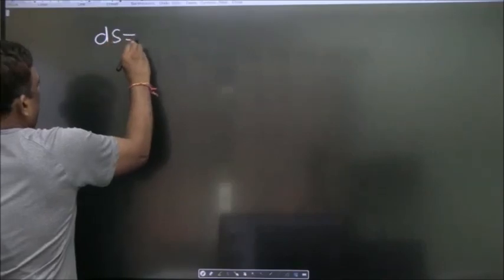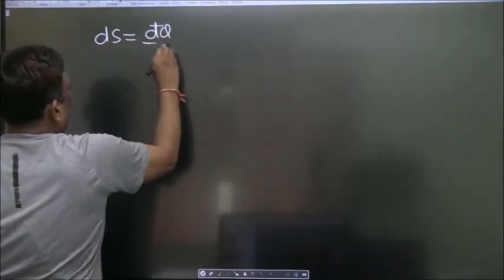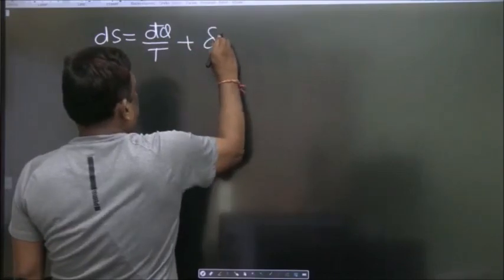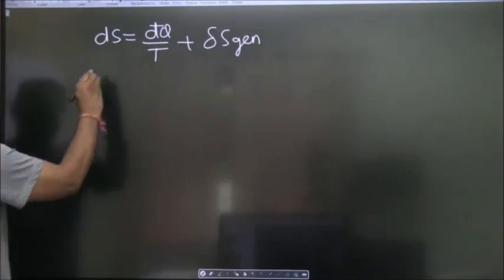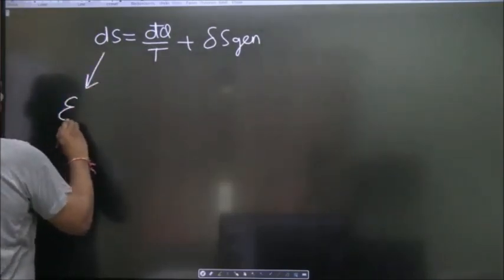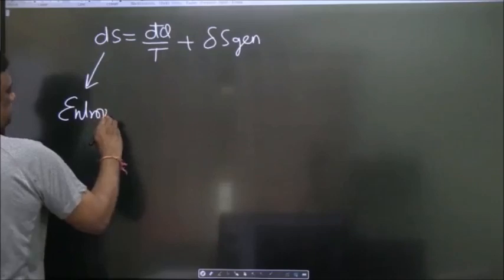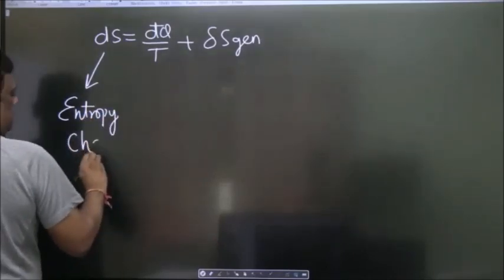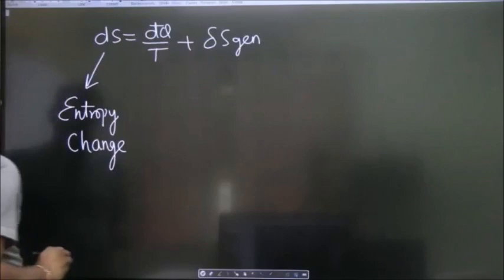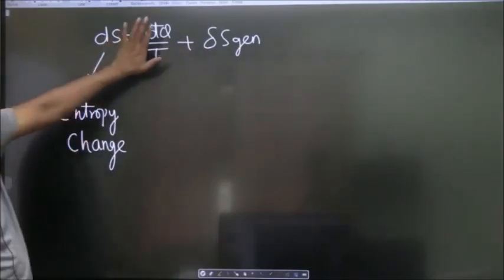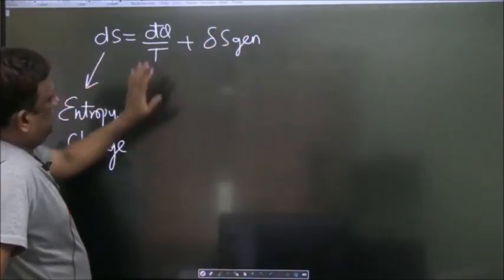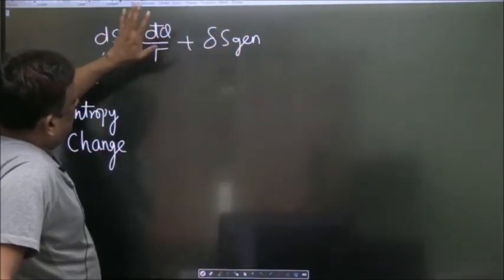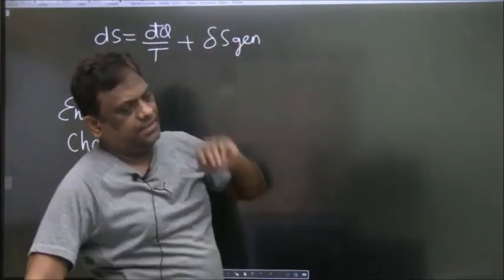Okay. Now let us say this. ds is equal to d dash q by t plus del s generation. This is entropy change, or change in entropy. And this is entropy transfer and this is entropy generation.